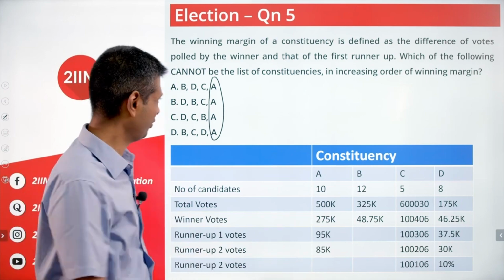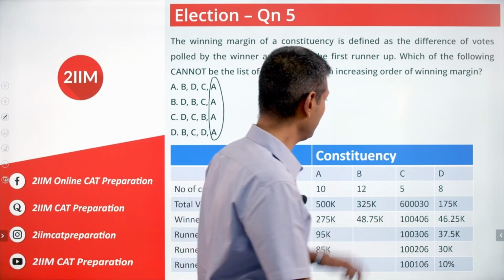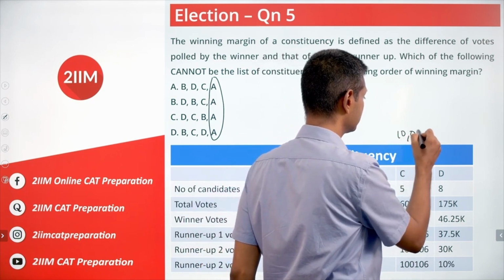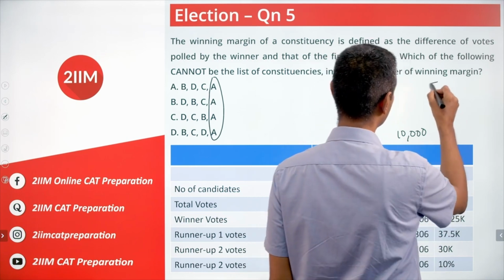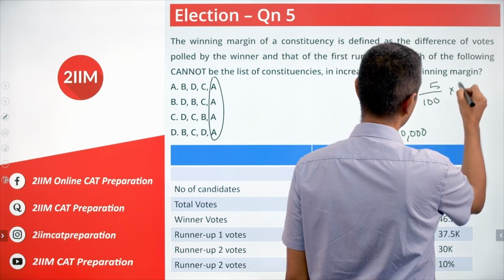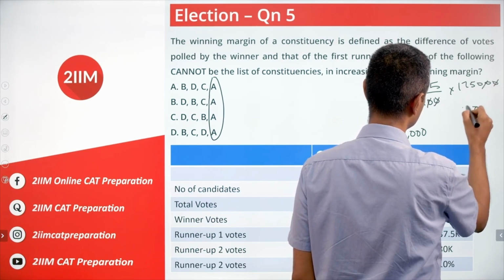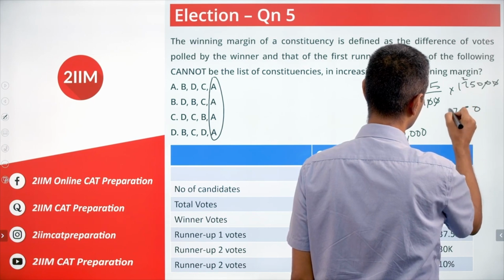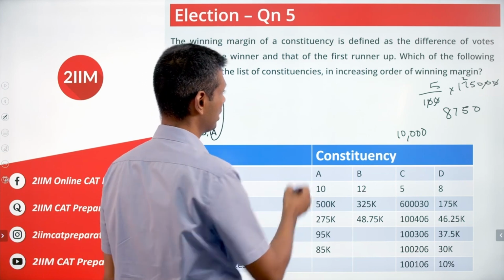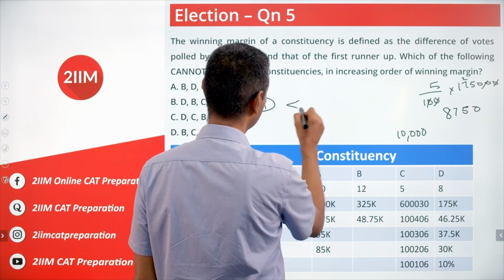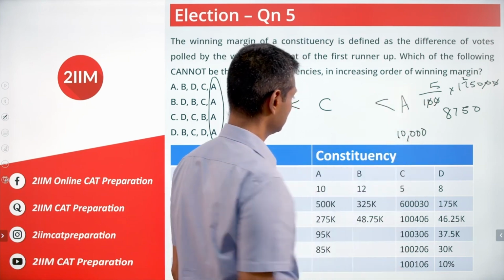Easy inference, therefore it doesn't help us at all. These two winning margins we can find. For C, the winning margin is 10,000. For D, the winning margin, we calculated this, it's 5%, 5 by 100 into 175,000, which is 8,750. So we're looking at increasing order of winning margin. That means that D is less than C, and everything is less than A. And so that much we know.